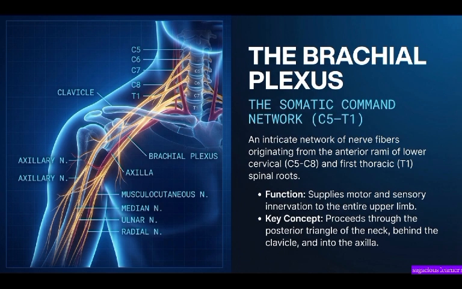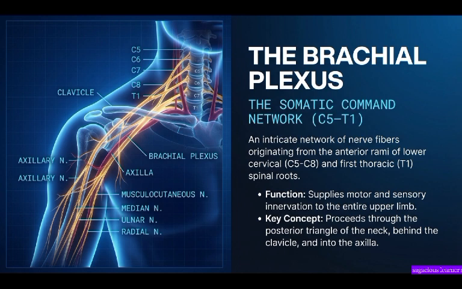The brachial plexus is an intricate network of nerve fibers originating from the anterior rami of the lower cervical spinal roots, C5 to C8, and the first thoracic spinal root. So the brachial plexus originates from C5, C6, C7, C8 and T1.